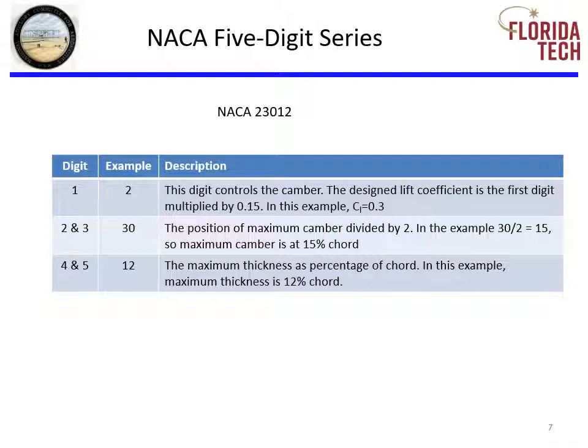The second and third digits are divided by 2 to get the location of maximum camber in terms of percent chord. For this example, 30 divided by 2 gives a location of 15% of the chord. Finally, the fourth and fifth digits give us maximum thickness as percentage of chord. In this example, the maximum thickness is 12% of the chord.